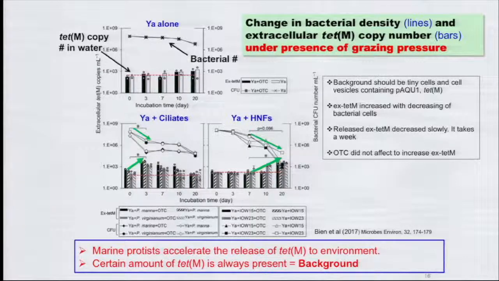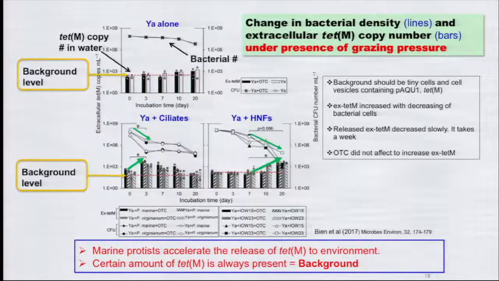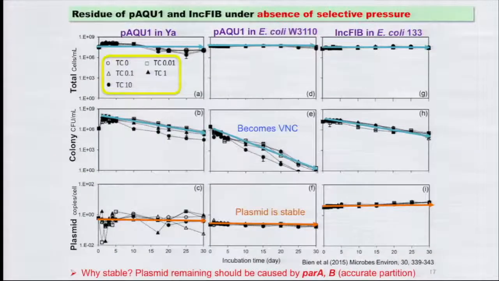And then OTC, in this case, OTC did not affect any groups. So this indicates that the marine protists accelerate the release of TET-M to the environment. And then a certain amount of TET-M, ARG, is always present as a background level. So this is a result of the residue of plasmid and the absence of selective pressure.